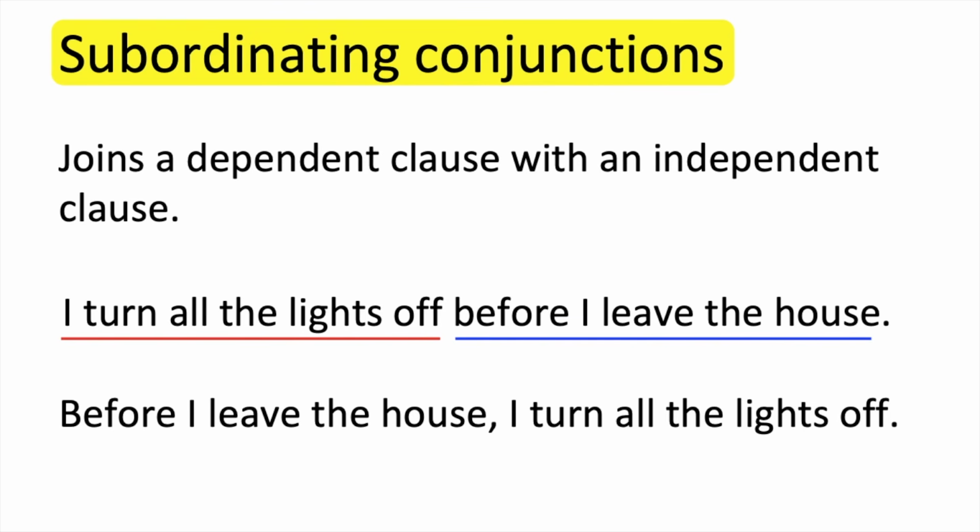Before I leave the house, I turn all the lights off. So here, before I leave the house is the dependent clause because it doesn't make sense on its own. I turn all the lights off is the independent clause because it makes sense on its own. Now I will go through the common subordinating conjunctions in English.